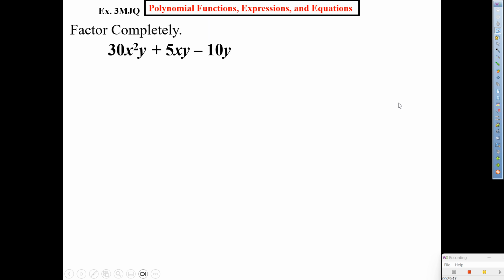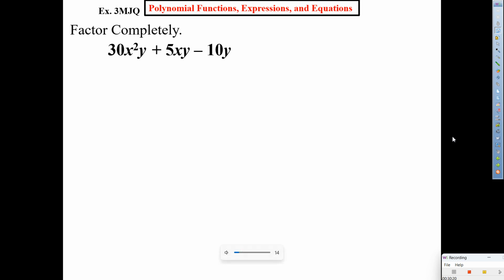copy this one. Last one of these before we move on to the bigger ones. Let's go. We got 30x squared y plus 5xy minus 10y. Go. I'll send you the screen so you can send me your work. Follow your process. All right, here we go. Y'all ready?